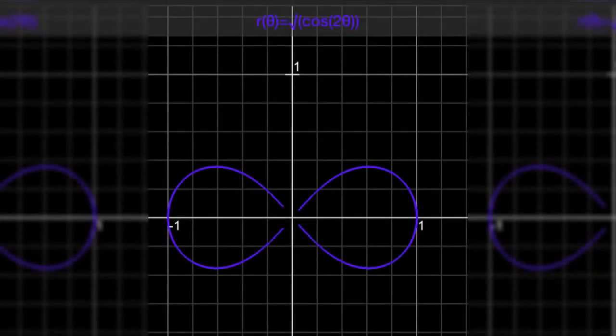r squared equals cosine 2 theta. It's a lemniscate. Since r is squared, we lose all of our negative r's. They become undefined, and that's why we find our 4-leaf rose becomes a 2-leaf rose. It's a lemniscate.